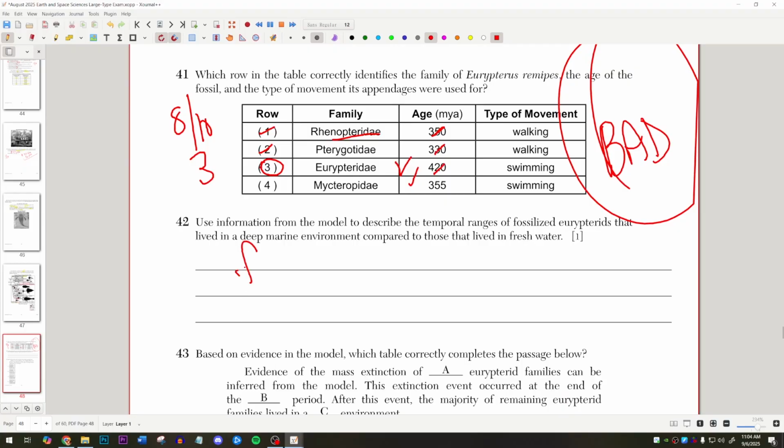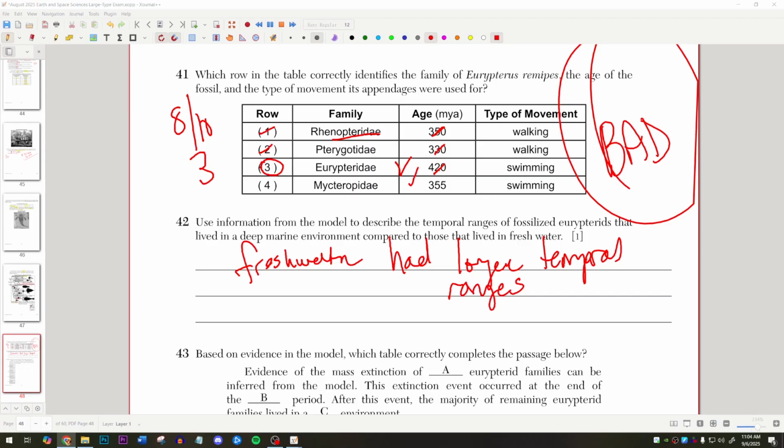Freshwater had longer temporal ranges. That was pretty easy, honestly. 3 out of 10 plus 1, 4 out of 10.